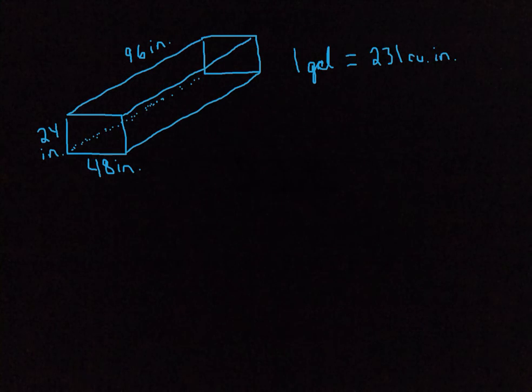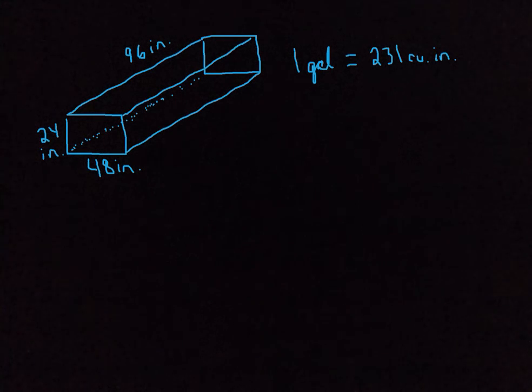All right, here's a problem that an application problem might involve volume of prisms. We have this prism, let's say a concrete water trough or something, and let's say the dimensions of this are 24 by 48 by 96 inches long. So it's 2 feet by 4 feet by 8 feet long. All right, it's a concrete water trough, and we want to know how many gallons of water could we dump inside of this water trough.